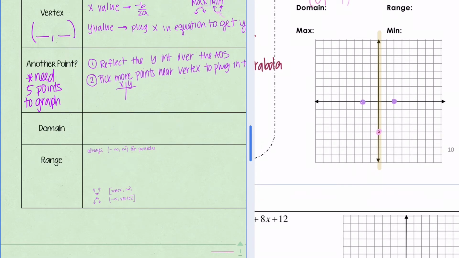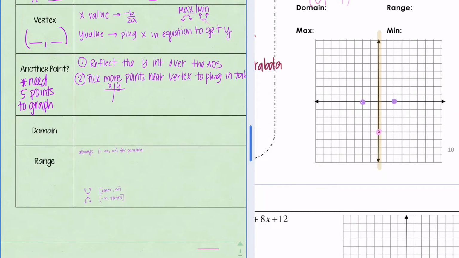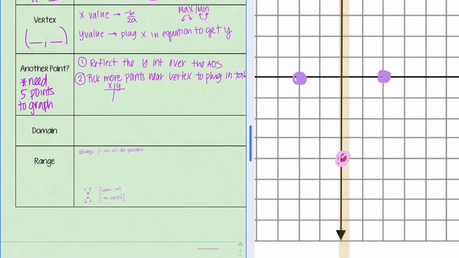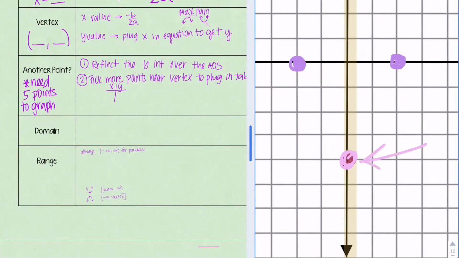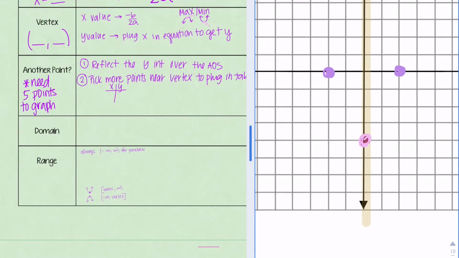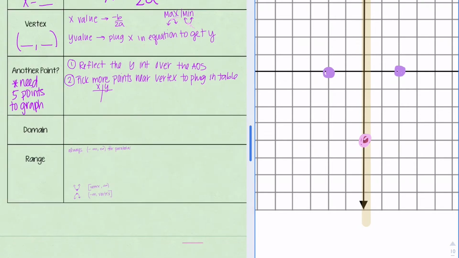There's 2 ways you can get some more points. One is you're going to reflect the y-intercept over the axis of symmetry. That's only going to work sometimes. It's not going to work in this example because where's the y-intercept? It's already on the axis of symmetry. So we can't reflect it, right? So we have to go with option 2. We just got to pick some more points near the vertex to plug in a table.